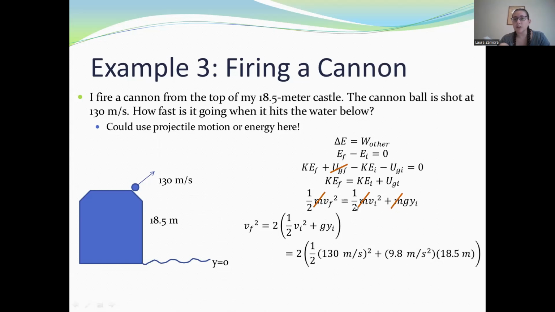Okay, so I took that equation, and remember the variable that we're looking for here is how fast it's going when it hits the water below. So that's this vf, the final velocity. I did some algebra, multiplying both sides of the equation by 2 to get rid of the one half on the left side. And then I plugged in my numbers there. Okay, so when we go through the math, we should get a final velocity of 131.4 meters per second.